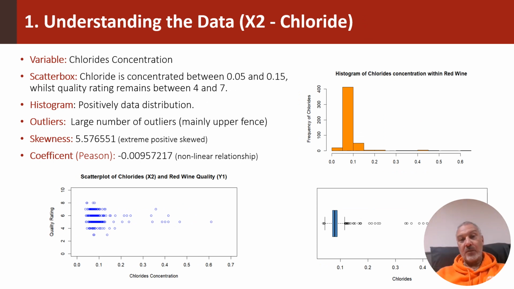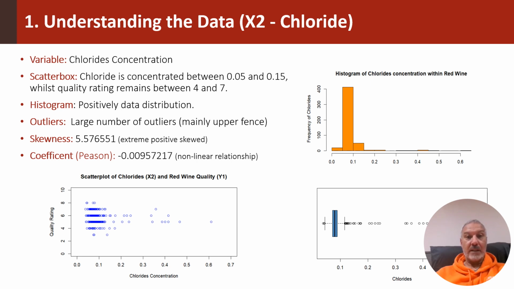The variable X2 chloride, we can observe no linear correlation between the chlorides and the wine quality in the scatter plot. In fact, the Pearson correlation suggests that there is a non-linear relationship. We note a large number of outliers are present in the box plot, and the histogram confirms the extreme positive skewness of the dataset.